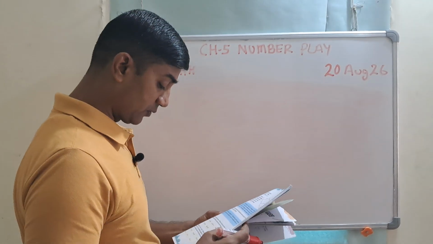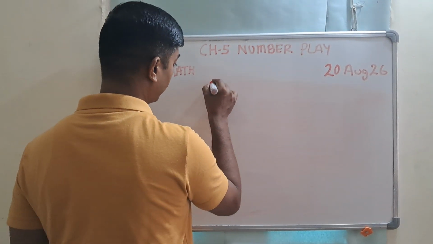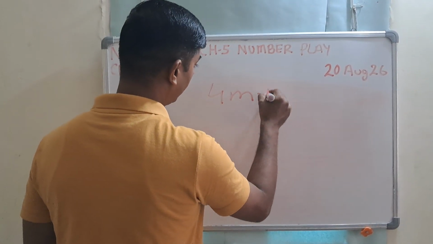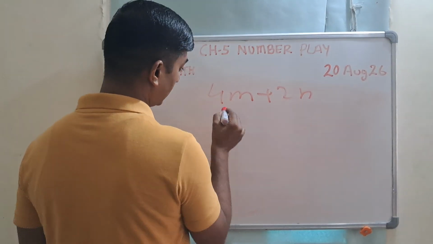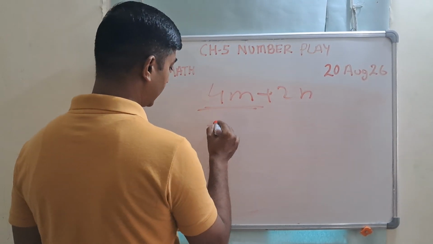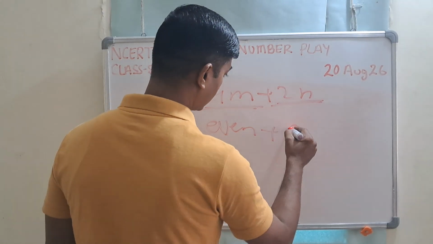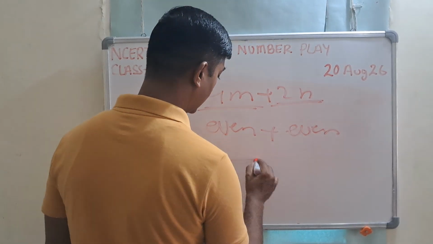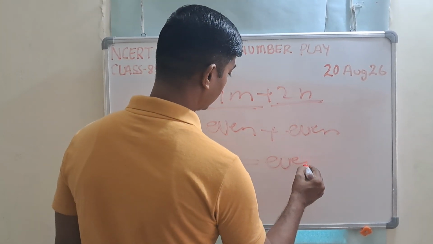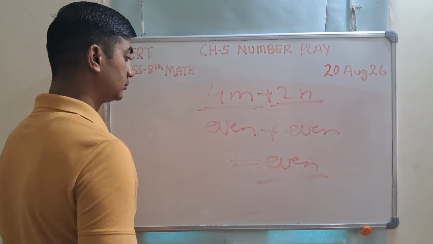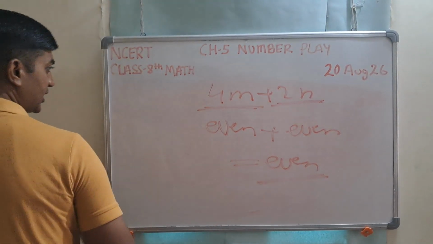What is the next expression? 4m plus 2n. It is the same. Now see, this is always even and this is also even. So you will get the result even only. Understood? What is the next expression?